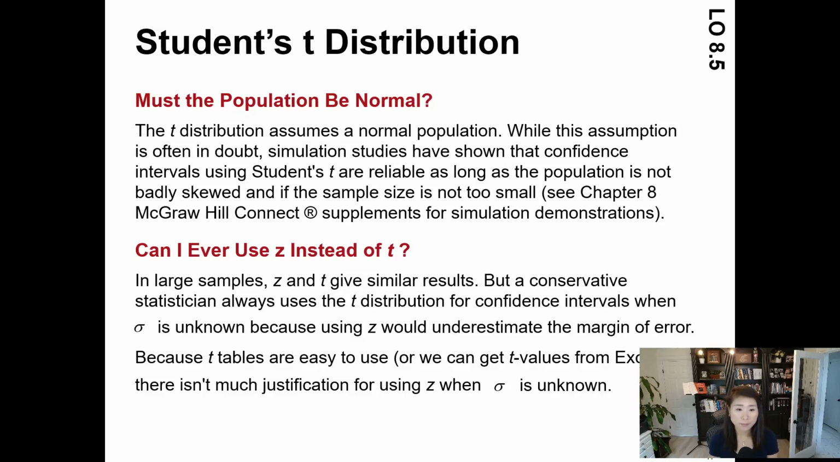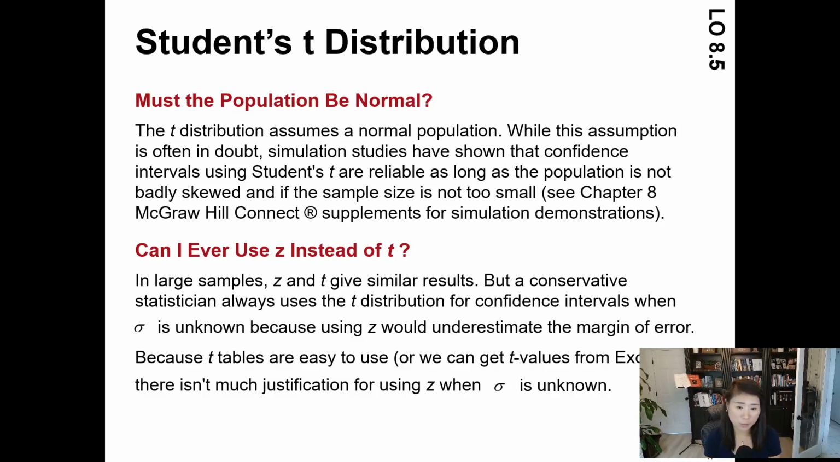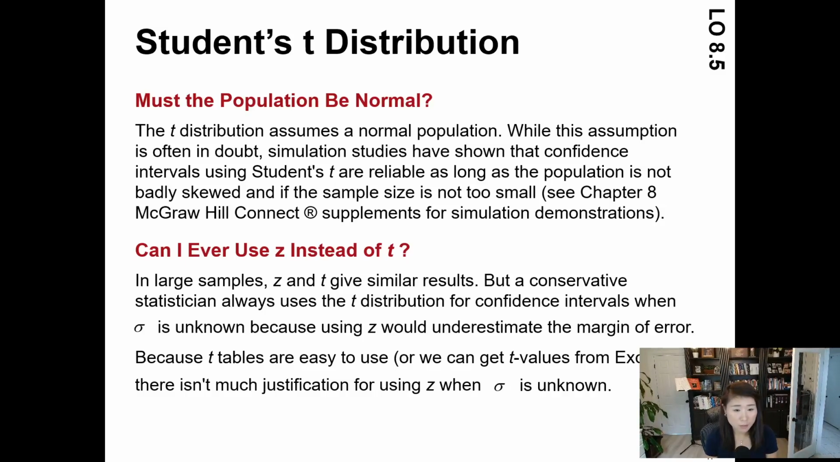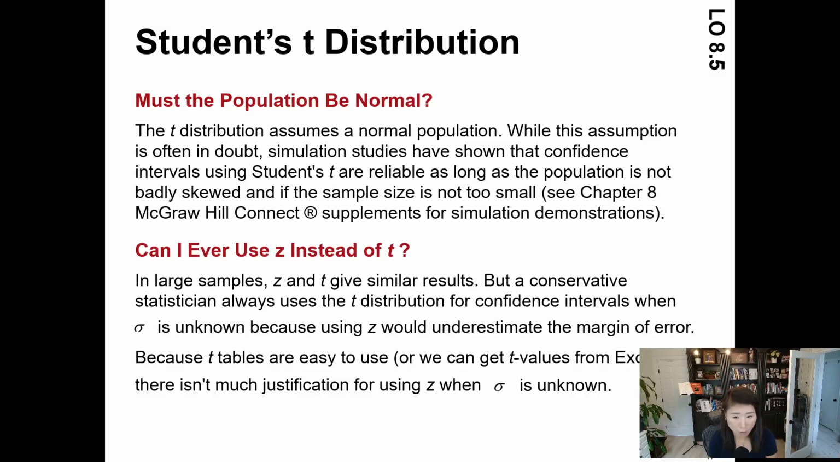Okay, so more about the student t-distribution. Like I said, you will have more calculation involved in Excel. The t-distribution assumes a normal population. While this assumption is often in doubt, simulation studies have shown that confidence intervals using the student t are reliable as long as the population is not badly skewed, and if the sample size is not too small.